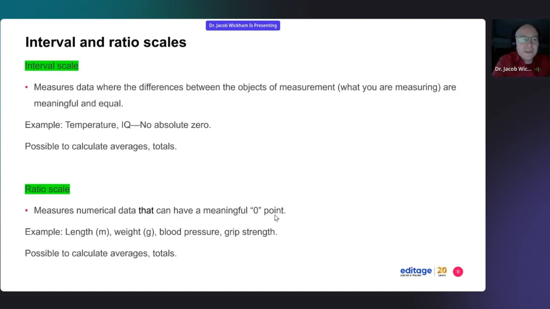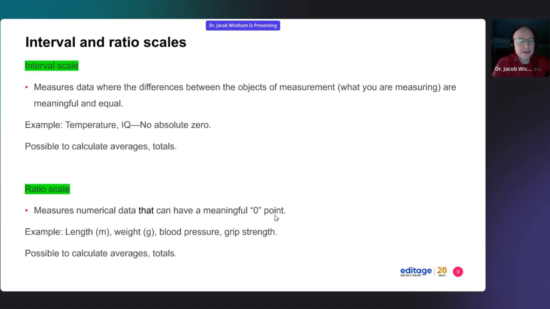Another scale is the interval scale. This measures data where the differences between the objects of measurement are meaningful and equal, like temperature is one example, and IQ is another. There's no absolute zero there, but here it's possible to calculate averages and totals as well.